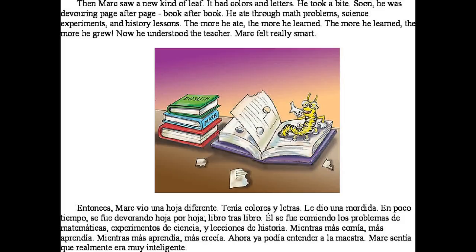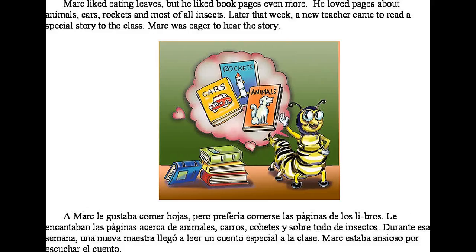Soon he was devouring page after page, book after book. He ate through math problems, science experiments, and history lessons. The more he ate, the more he learned. The more he learned, the more he grew. Now he understood the teacher. Marc felt really smart. Marc liked eating leaves, but he liked books even more.